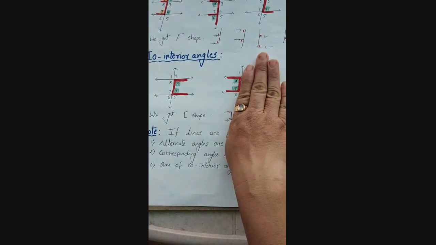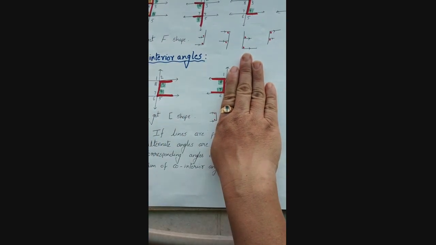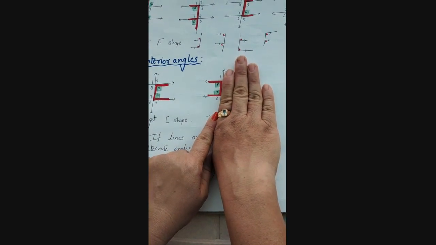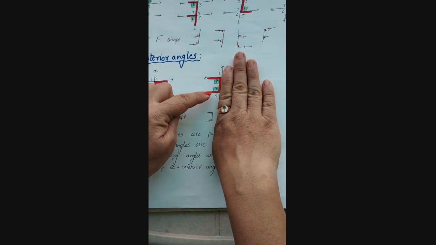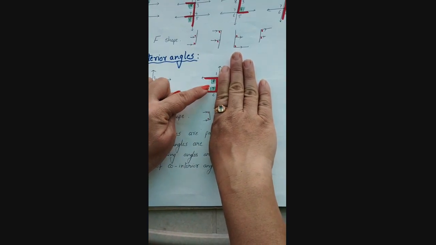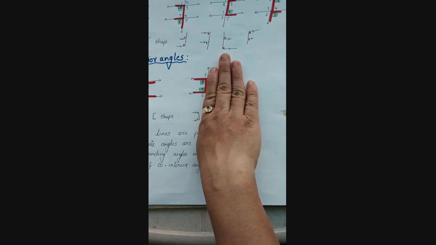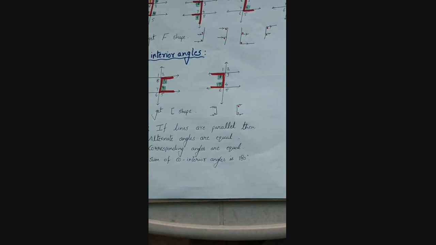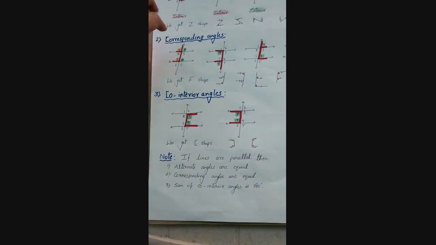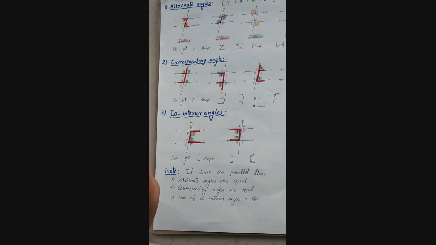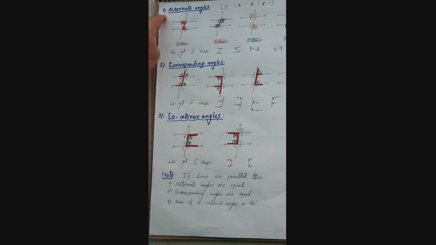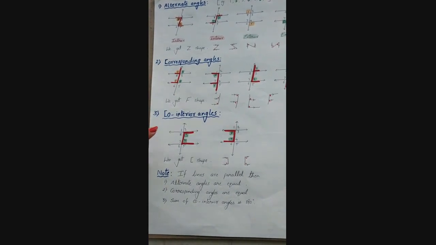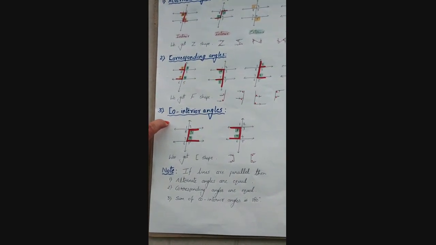Similarly, if I hide the right hand side part, on the left hand side of the transversal line we have 2 interior angles, 7 and 8. So 7 and 8 are called co-interior angles. So with 2 lines and 1 transversal line, we get 3 types of pairs of angles: alternate angles, corresponding angles, and co-interior angles.